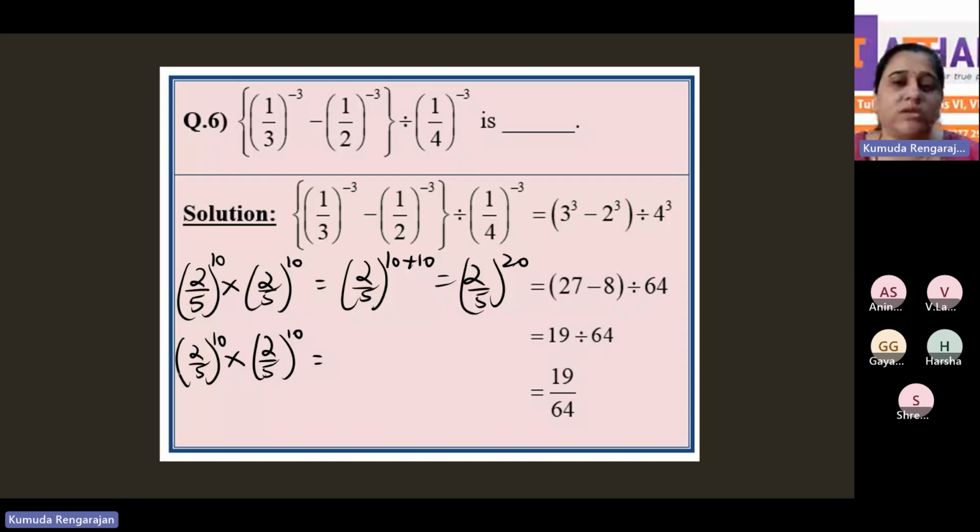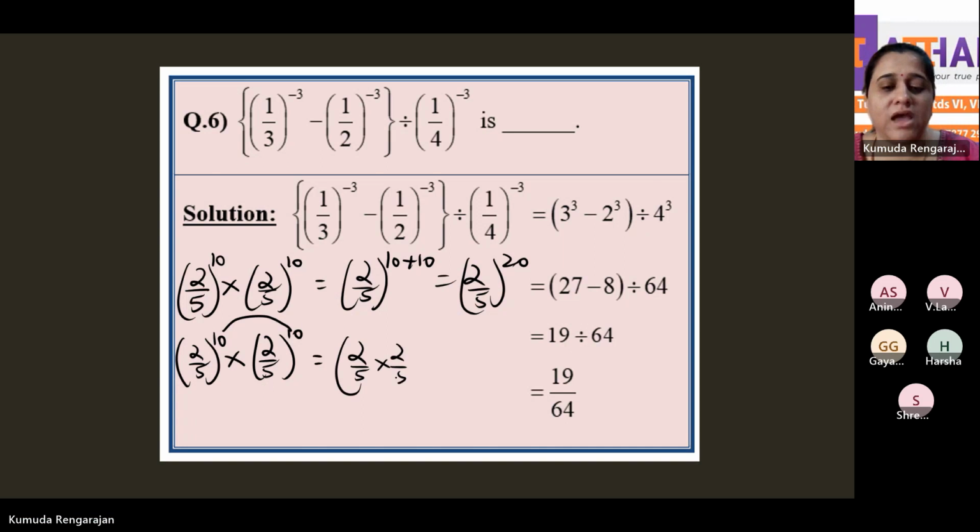Or you can use the rule a by b to the power m. Powers are the same, so what do you do? You multiply the bases and raise it to the same power, right? Same power 10. Multiply the bases and raise it to the same power 10. So now this is nothing but 2 by 5 into 2 by 5. I'm just trying to say that the answer is the same in both the cases.